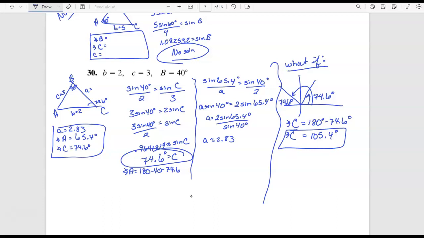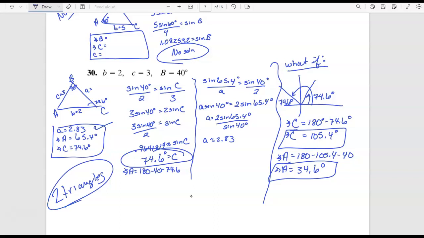Okay, let's see if angle A would be possible. So angle A would be 180 minus 105.4 minus angle B. And if I were to subtract that, I'm going to get 34.6. And that is possible. So we actually have two triangles that are going to come out of this.